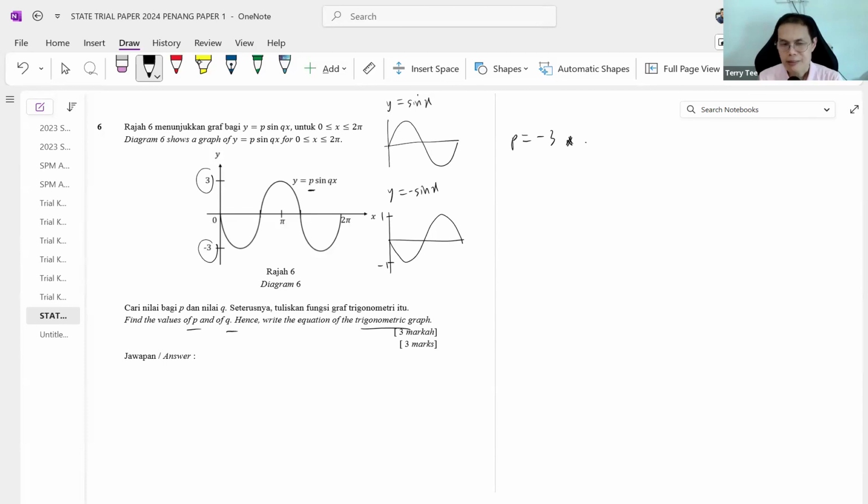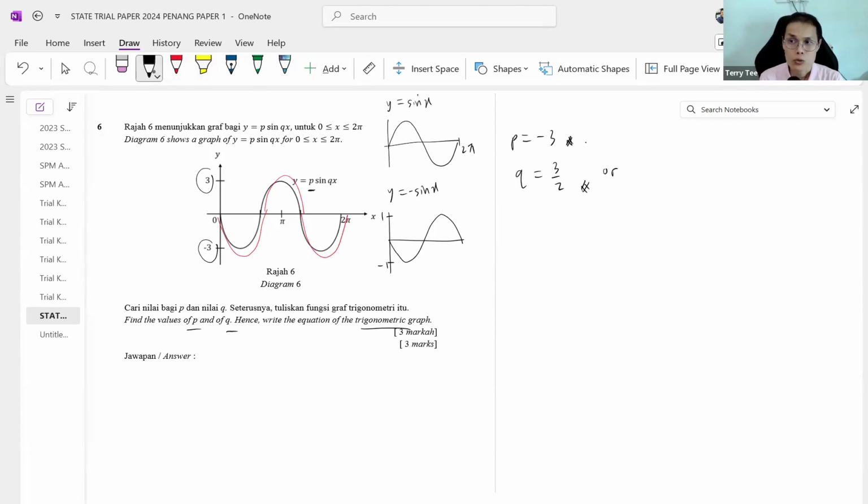Q represents the number of complete cycles from 0 to pi. Now you can see one cycle for sine is 4 strokes. Yeah, this is 4 strokes. You can see from here, 1, 2. But this is 1.5. So we can actually straight away say your q is 3/2.